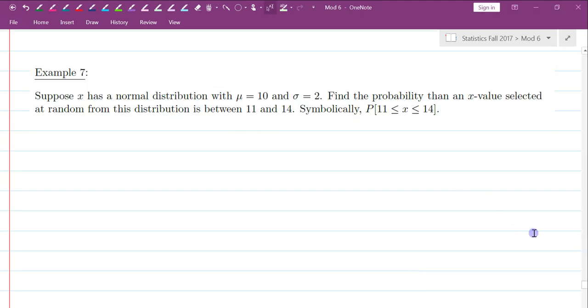Okay, here we go with another problem. Suppose x has a normal distribution, again that's important, with mu equal to 10 and sigma equal to 2. Find the probability that an x value selected at random from the distribution is between 11 and 14. We could write that as the probability that 11 is less than or equal to x, which is less than or equal to 14. Let's draw a picture of what this looks like. Our picture is going to look like this.